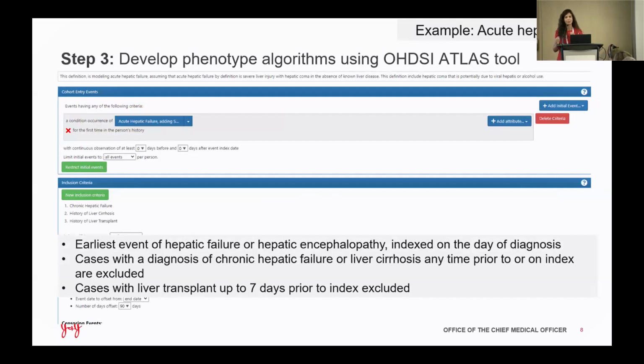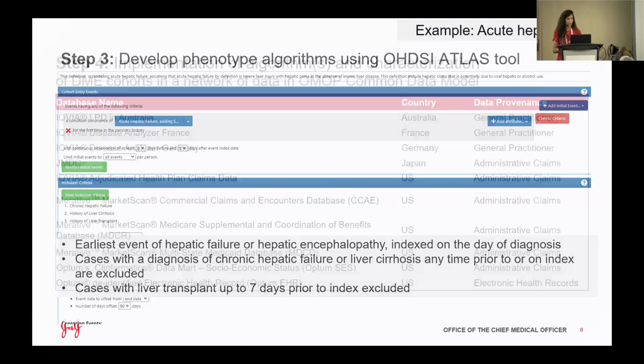And we often end up with more than one phenotype algorithm that we want to evaluate. So for acute hepatic failure, this is one example of a phenotype algorithm. It looks like earlier event of hepatic failure or hepatic encephalopathy, index on the day of diagnosis, and then we excluded cases with prior chronic hepatic failure or hepatic cirrhosis or cases with liver transplant up to 7 days before index. This is just one example.